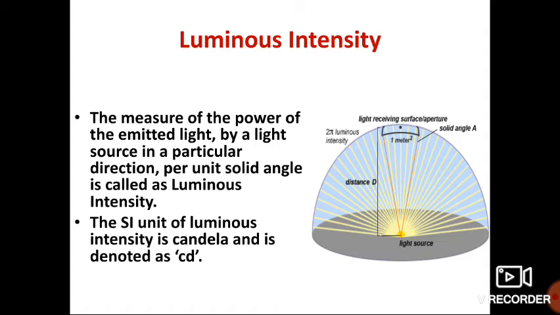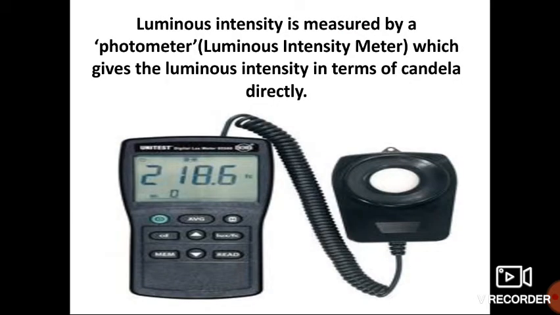The measure of the power of emitted light by a light source in a particular direction per unit solid angle is called luminous intensity. The SI unit of luminous intensity is candela and is denoted by cd. Okay, so the power of light emitted by a light source in a particular direction, per unit solid angle, this is called what? This is called luminous intensity. Clear? Its unit is what? Unit of luminous intensity is candela denoted by cd.